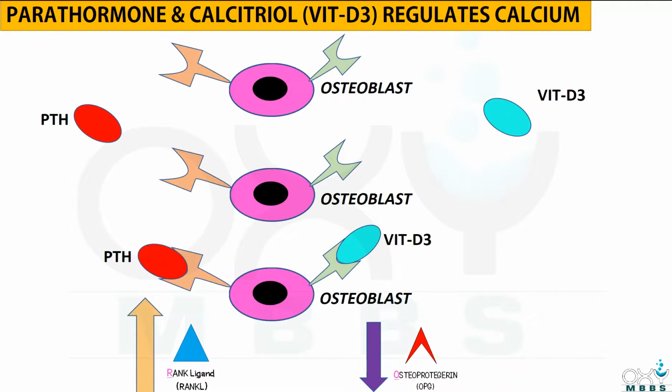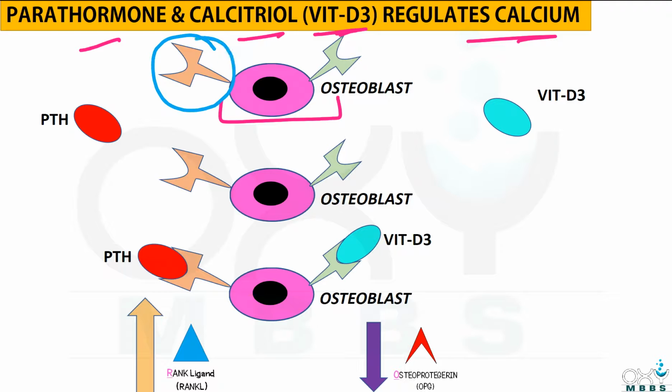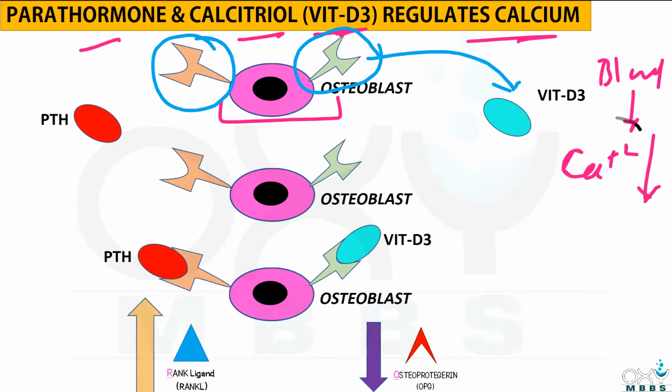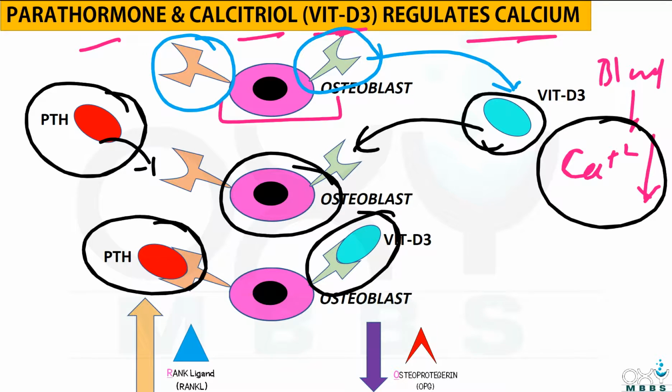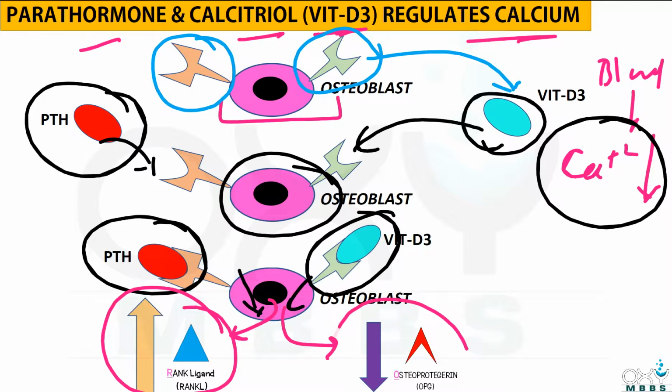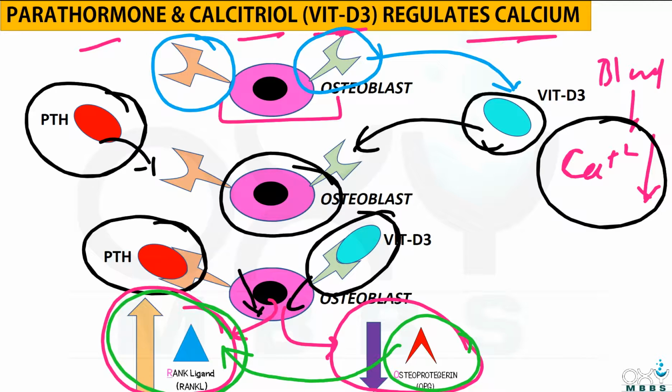Now friends, let's talk about how parathormone and calcitriol, also called vitamin D3, regulate calcium level in the blood. This is an osteoblast cell, and these are receptors for the parathormone, and these are receptors for vitamin D3. When the calcium level in the blood falls, either vitamin D3 or parathormone binds to their receptors on the osteoblast cells, and after binding they give signals to the osteoblast cells to produce more RANK ligand proteins and to decrease the synthesis of osteoprotegerin proteins. As you all know, osteoprotegerin proteins prevent the activity of RANK ligand. That is why osteoprotegerin proteins are also called decoy agents for the RANK ligand.